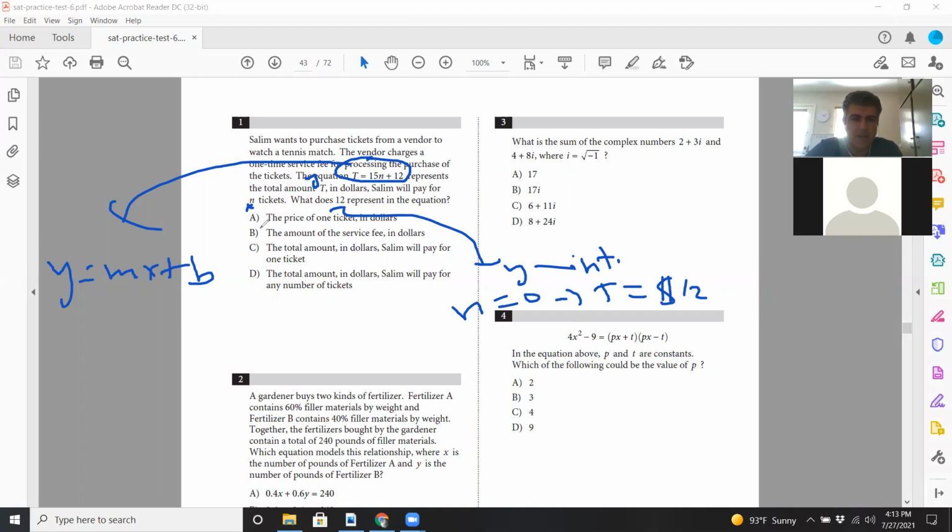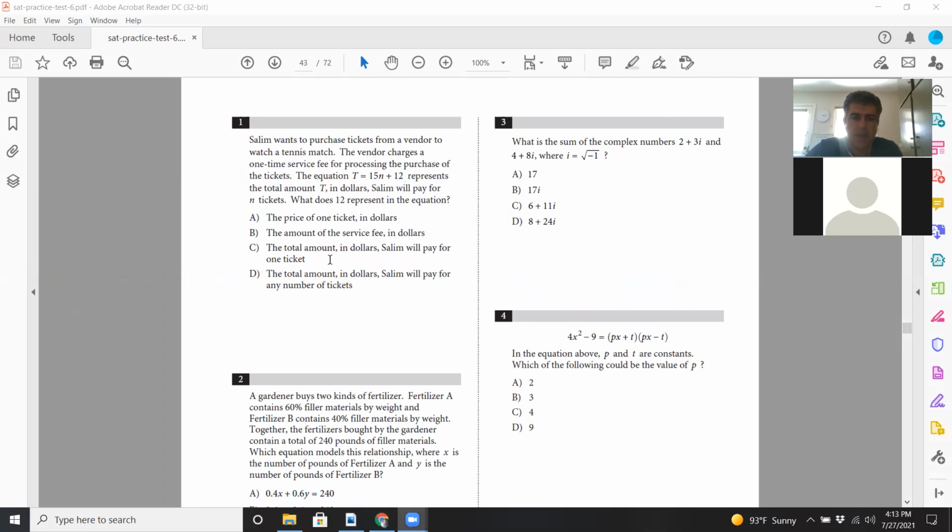And looking at the choices, the price of one ticket, or the total amount we'll pay for one ticket, doesn't make too much sense. The total amount we'll pay for any number of tickets, that's what T is. So 12 would definitely be the amount of the service fee, or choice B. So hopefully that one makes a little sense.